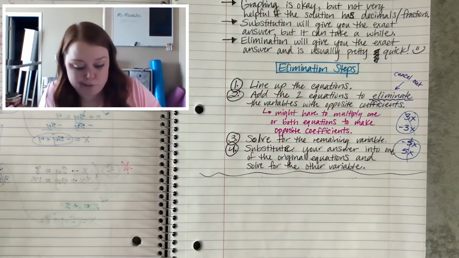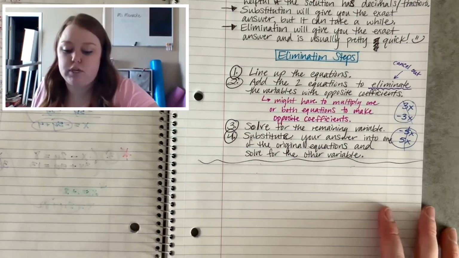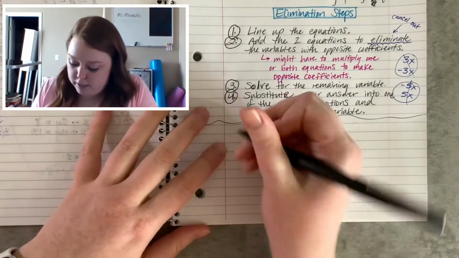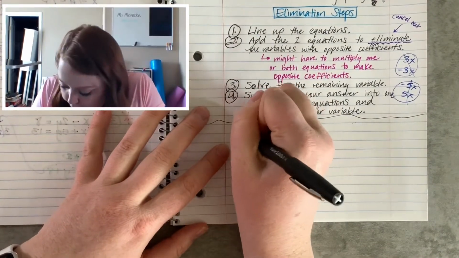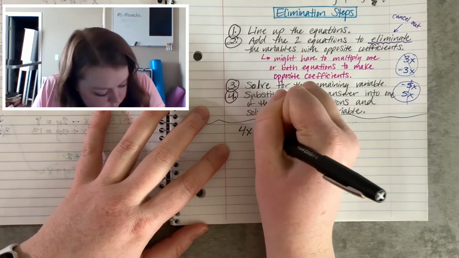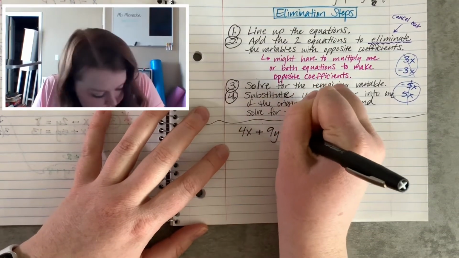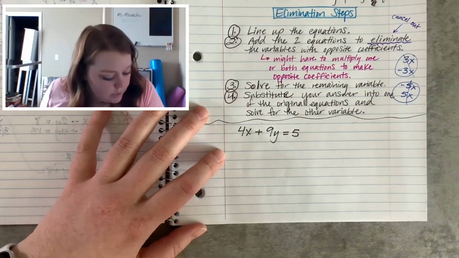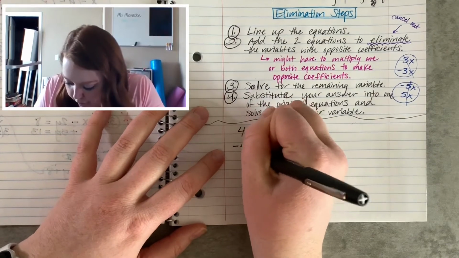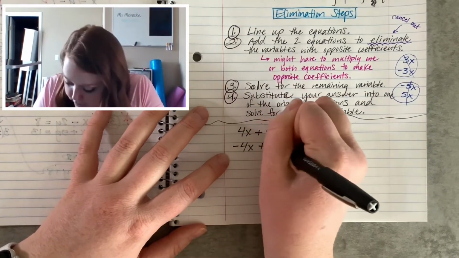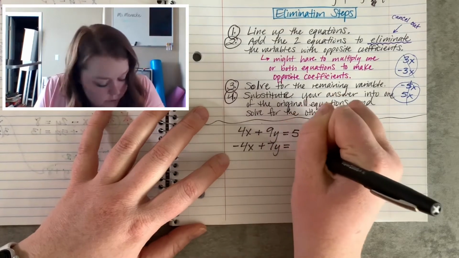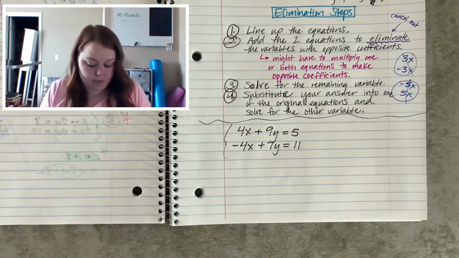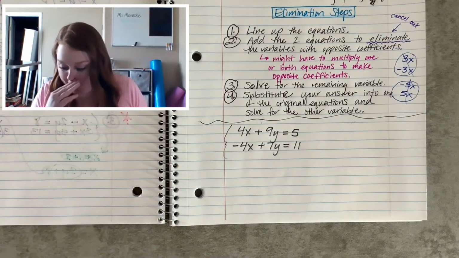Let me show you what the heck this means. So here's your first example problem. First system of the day, here you go. 4x plus 9y equals 5. So that's your top equation. Second equation, negative 4x plus 7y equals 11. Okay, so there's our system.